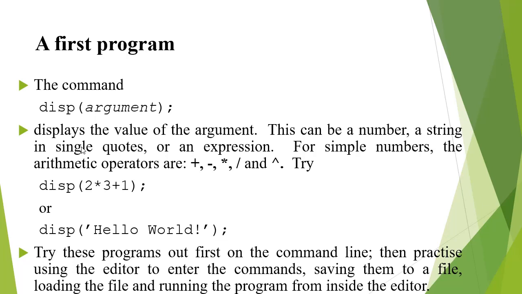For example, for simple numbers, the arithmetic operators we have are plus, minus, multiplication, division, and maybe raising to power. So if I would want to display 2 times 3 plus 1, which will be something like 7, if I'm not mistaken, because it will first work on the multiplication before it comes to addition.